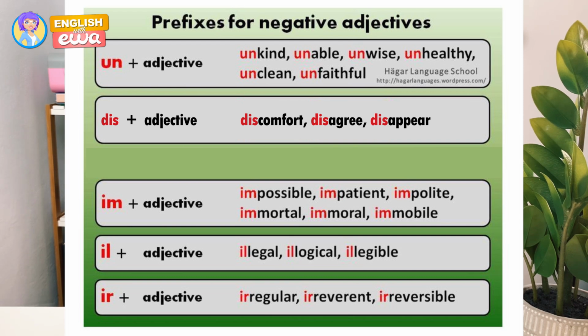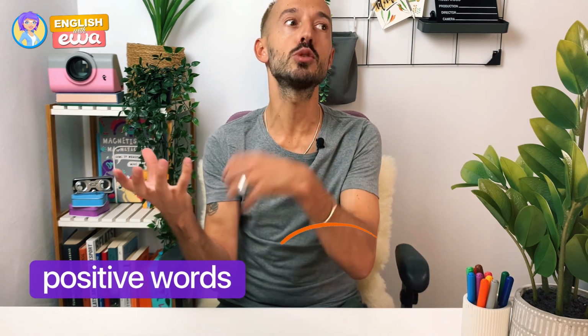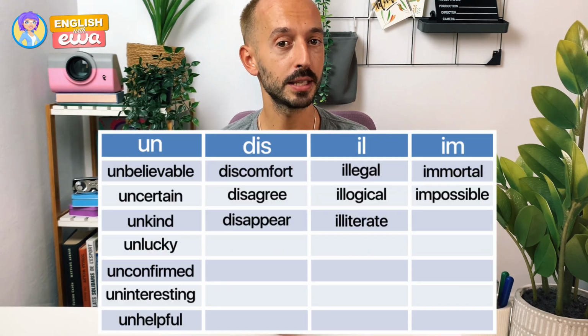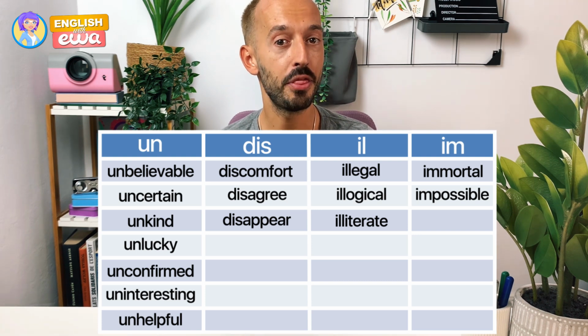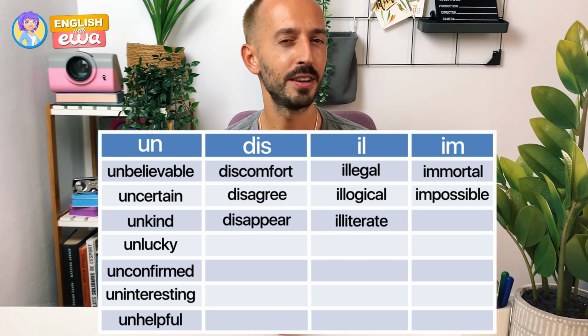It's really useful to learn them because it's a way to increase your vocabulary, turning a positive word that you know into a negative one. Look at this grid. In each column, we've got a different negative prefix, and below each of them, you will have the positive adjective that then we will turn into negative using the prefixes above. Is it clear? Let's start.